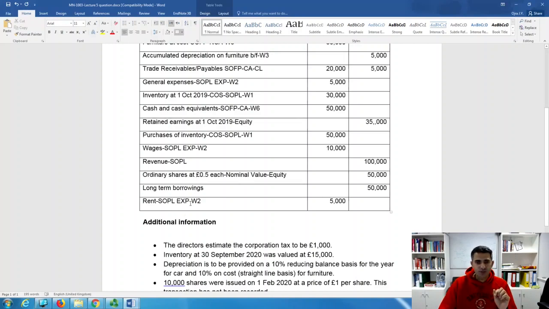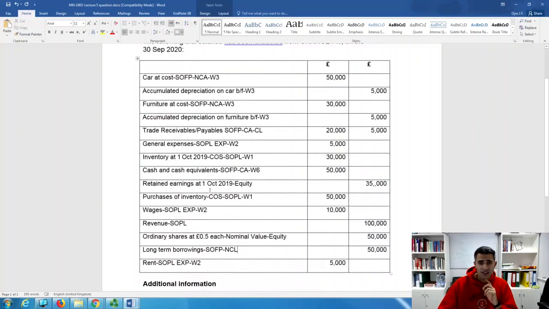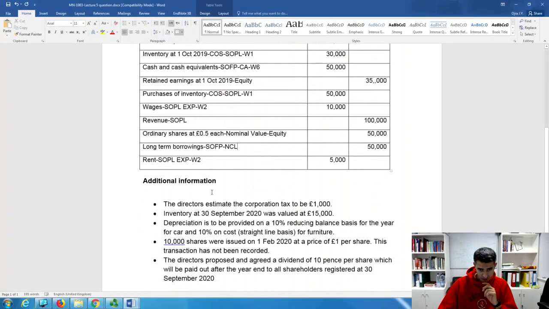Long-term borrowings. When it comes to long-term borrowings, we talk about non-current liability. So that's a statement of financial position, under non-current liability, because it is more than 1 year. Now let's carry on with the additional notes.